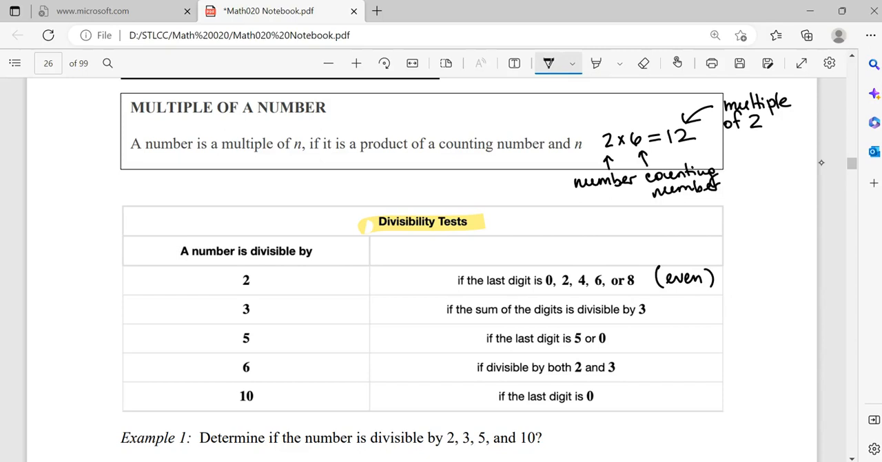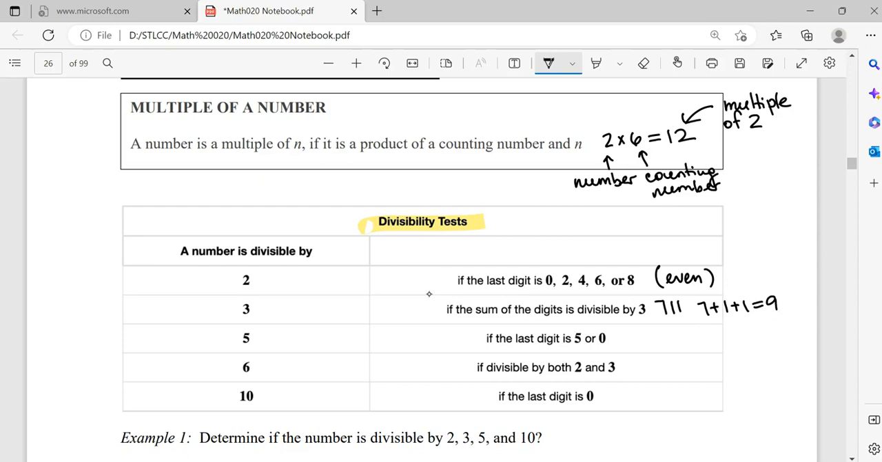The number is divisible by 3 if the sum of the digits is divisible by 3. So let's say you have 711. It is divisible by 3 because 7 plus 1 plus 1 equals 9, and 9 is divisible by 3. So that's how you check for divisibility by 3.